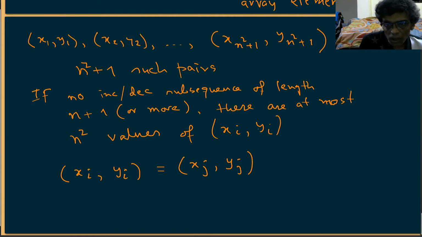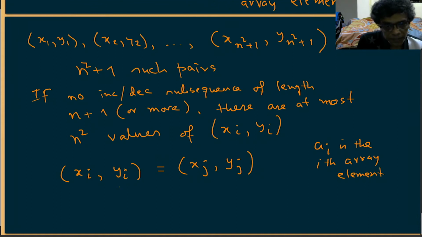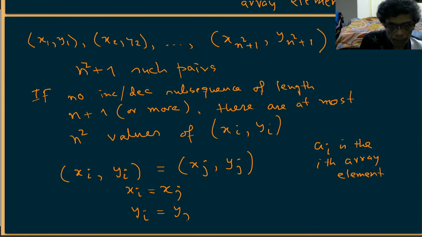Okay, so let us call ai the ith array element. So now let us look at this. This means xi equal to xj and yi equal to yj. And this is some sequence which ends at ai. This is also some sequence which ends at aj. And let's assume that j is greater than i.